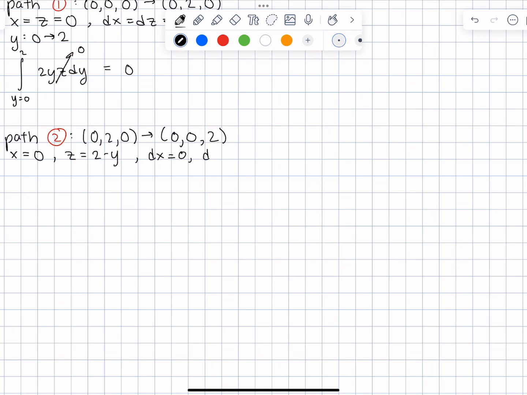And then, in addition, our dx is going to, again, be equal to 0. And then our dz is just going to be equal to negative dy, which you could see very easily if you were to take the derivative of that. So then, moving on, our y is going to go from 2 to 0. All right, so now for our integral, we'll have our y go from 2 to 0, but I'm actually just going to rewrite this as from 0 to 2 and just put a negative in the front, and that will just take care of that.